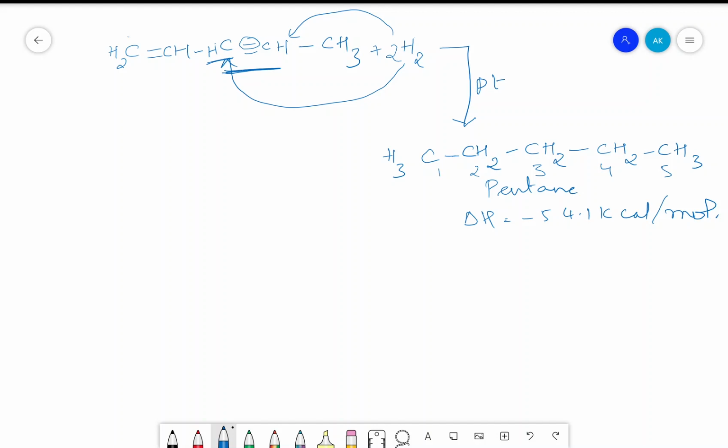This is the heat of hydrogenation, that is the heat released when hydrogens were added. We are going to add two hydrogens because we have two double bonds here. Two double bonds are broken and hydrogens are added to these two positions here and these two positions here. So this is the heat of hydrogenation which is released, that is 54.1 kilocalories. This is for the conjugated diene.